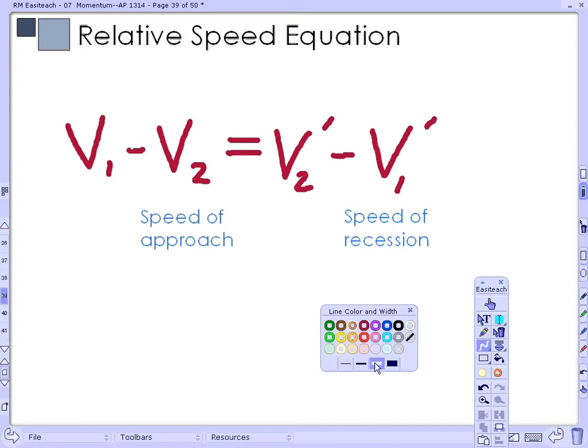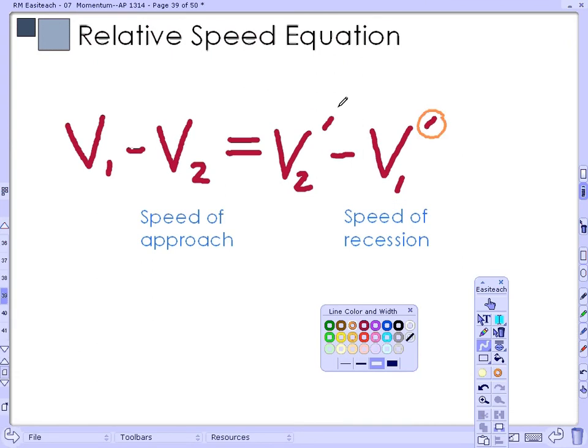step by step, here we go. This is the original velocity, with a positive or negative, for the first object. This is the original velocity with a positive or negative for the second object. This is the final velocity of the first object after the collision has occurred. This is the final velocity with a positive or negative of the second object after the collision occurred.